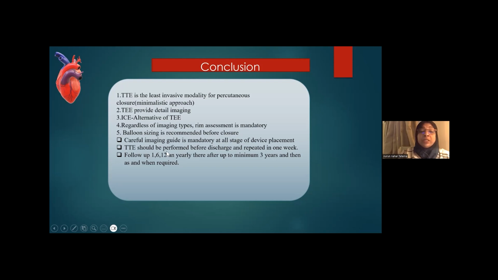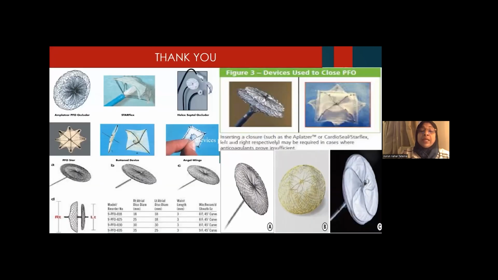Transthoracic echocardiography should be performed before discharge and repeated in 1 week. And follow-up at 1, 6, and 12 months and yearly thereafter up to a minimum of 3 years is mandatory. And afterwards as and when required.